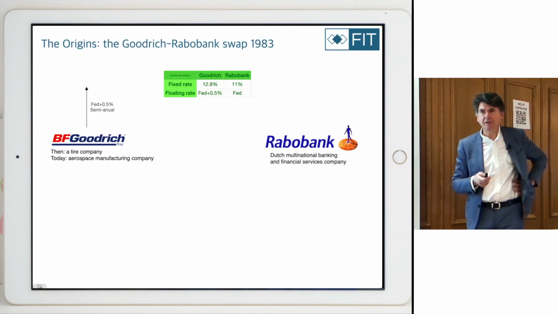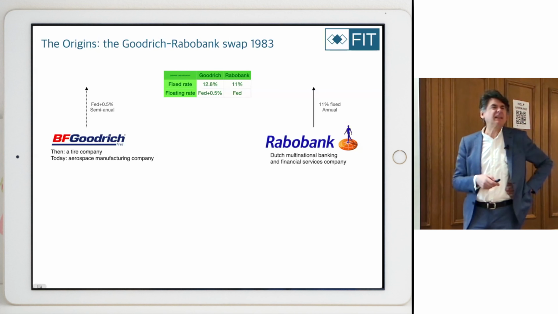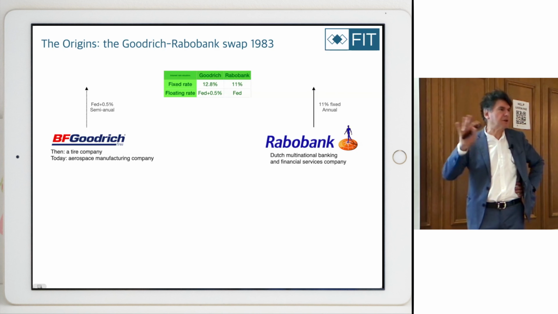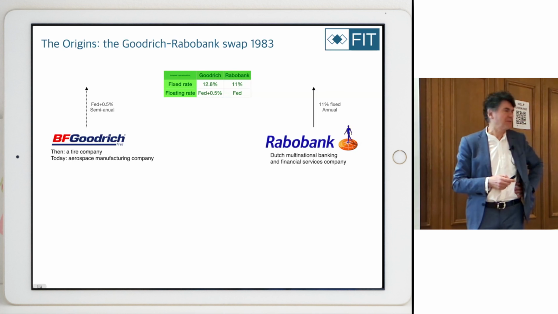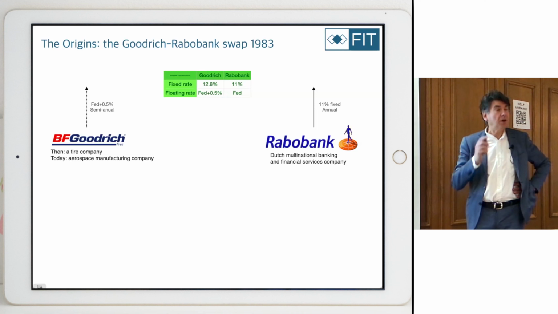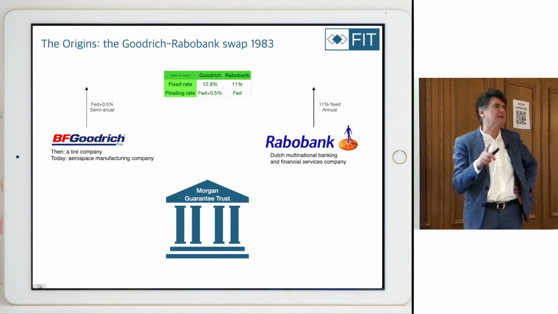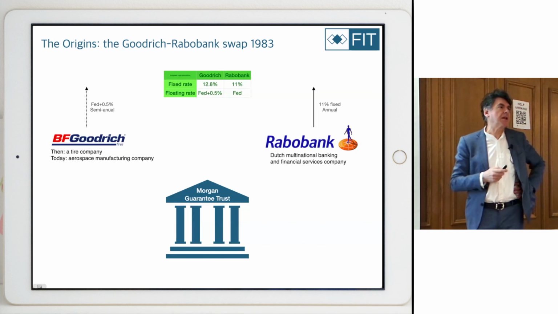You following me? Yeah. And then they will say, Rabobank, you go out there and you get your fixed rate exposure. I'm not going to get into what instruments they actually bought. It's not relevant. And Rabobank will say, but that's not what I want. I said, just do it, okay? Because the next thing you're going to do is you're going to create a trust. The trust is just like a fund. It's like an intermediary. The Morgan Guarantee Trust.